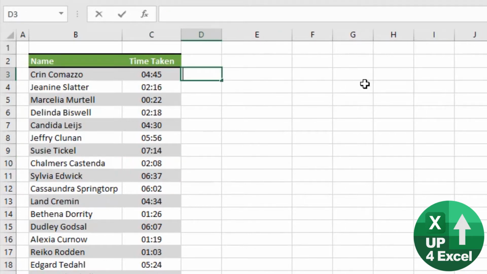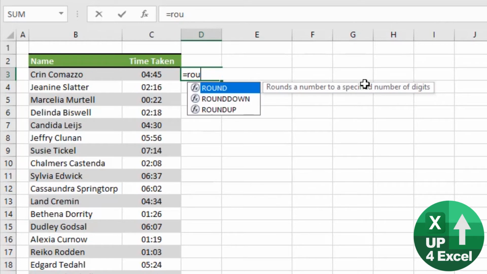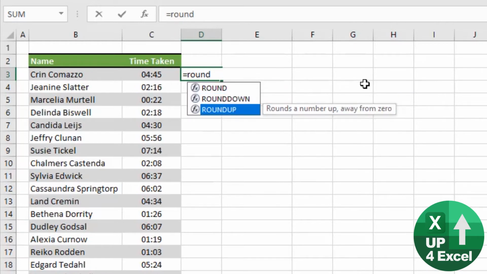In order to round to the nearest half an hour, we are going to need to know how many half hours there are in a day. There's 24 hours in a day, so there's 48 half hours in a day. So we need to round to the nearest 48th of a day, and we need to round it up as well. Now, if I just show you how we'll do that, we will type in the formula ROUNDUP, spelt correctly this time, ROUNDUP.